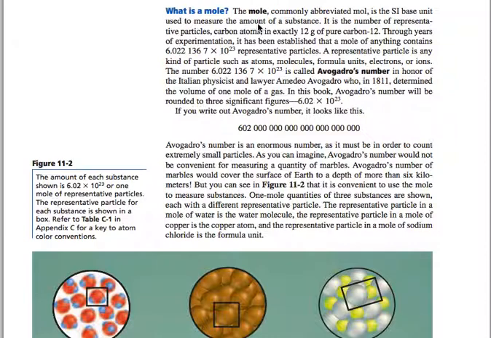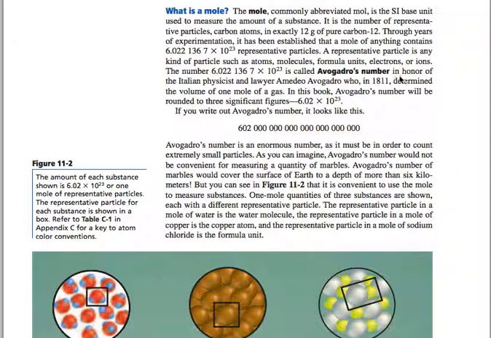and that number has become the mole. Okay? Through the years of experimentation, it has been established that a mole of anything contains 6.0221367 times 10 to the 23rd representative particles. Okay, that's how many atoms of carbon there are in 12 grams of pure carbon-12. A representative particle is any kind of particle such as an atom, a molecule, formula units, electrons, or ions. This big old number is called Avogadro's number.